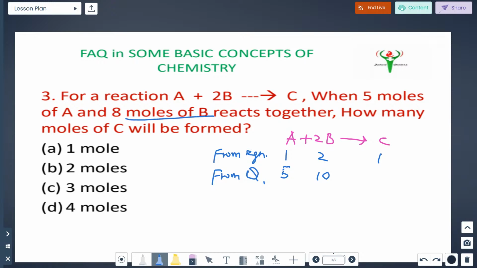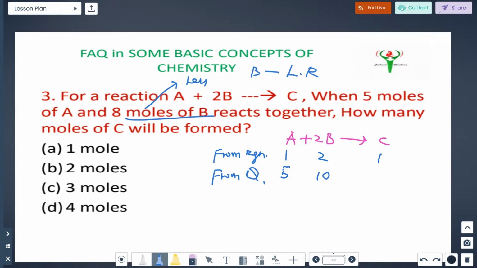given. So compared to 10, in the question we have only 8 moles. When comparing 10 and 8, the sum itself gives only 8, which is somewhat less. This is called the less value. Therefore B is the limiting reagent, LR. Understood? Okay.